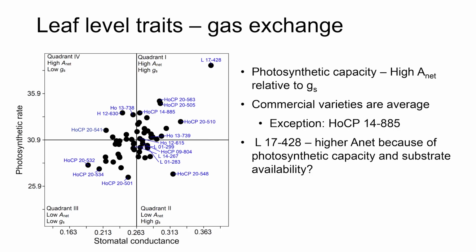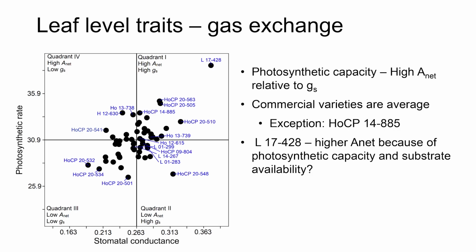A couple of things that I found were pretty interesting: the commercial varieties, and there were about 10 commercially released varieties in here, most of them are hovering around the mean. I was kind of surprised by that. I was expecting them to be maybe a little higher in photosynthesis, but they weren't. They were all about the mean.